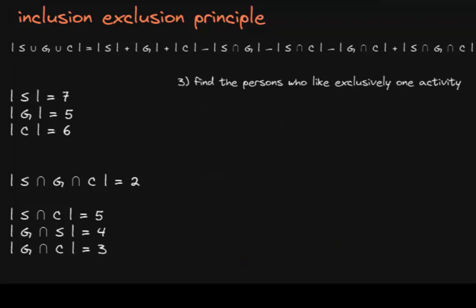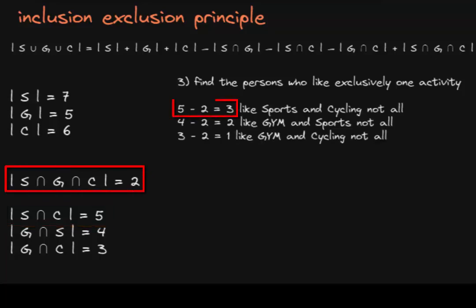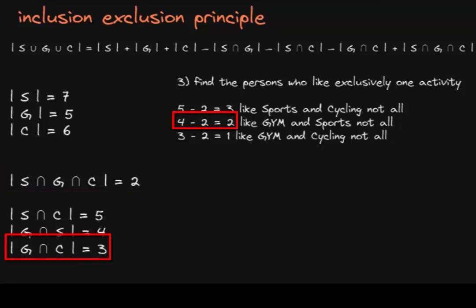Now, to find how many people like exclusively one activity, your attention please. 5 persons like sports and cycling. Excluding the 2 persons who like everything, we have 3. 4 persons like gym and sports. Excluding those who like everything, 2. 3 persons like gym and cycling. Excluding the everything ones, 1.